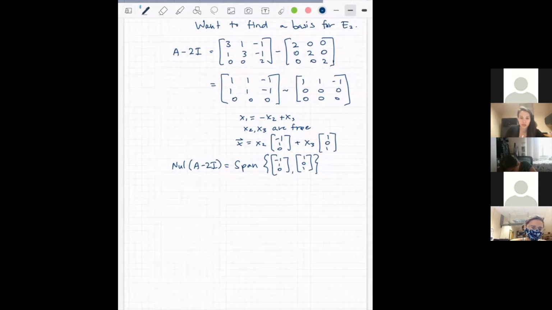Is everybody good with that part? Okay, cool. So like I said, it's just a matter of using the same techniques that we've been doing for finding the basis for the null space. We just have to compute what it is that we're looking for here. So A minus 2I.